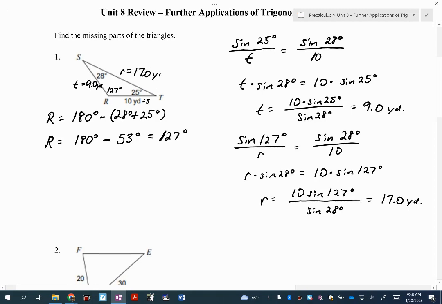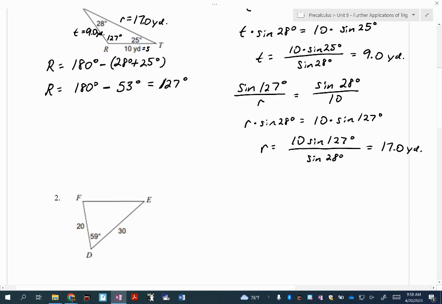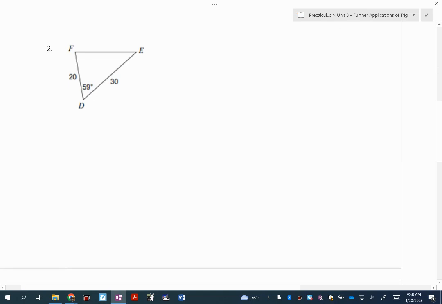Okay, so you'll notice in number 1, I only used the law of sines. Let's go to number 2. All right, now number 2, first thing I notice is I don't have two angles, so I'm not able to use my understanding that the sum of the angles in a triangle will add up to 180. So I have to then think, okay, can I use the law of sines?